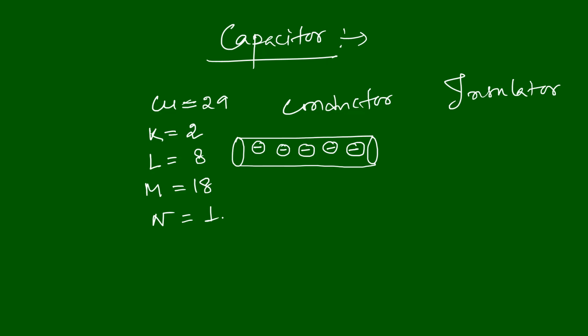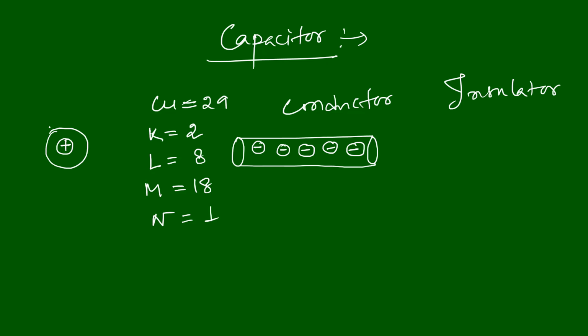So you can see that in the outermost orbit, the number of electrons present in the case of copper is 1. If I just draw the diagram, I am not able to draw 18 electrons in the M orbit. I'm just drawing the model so you can understand this concept.